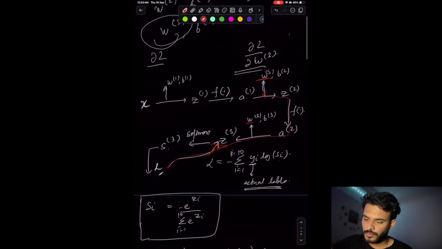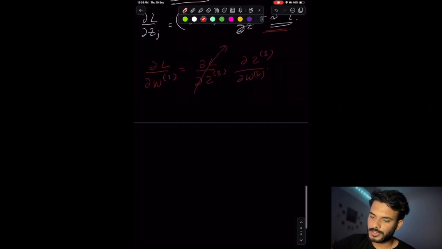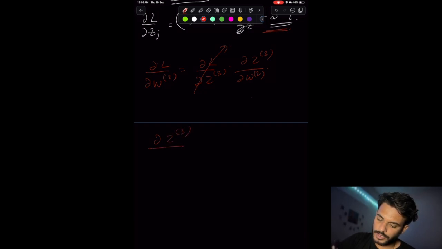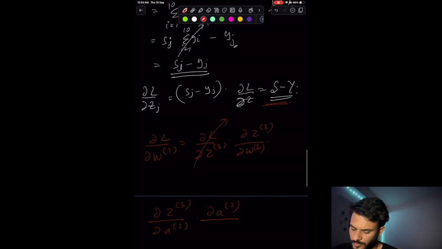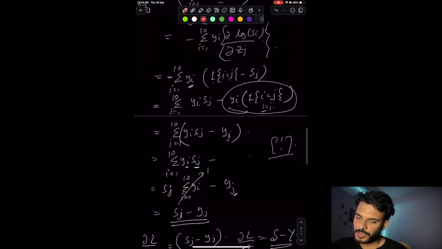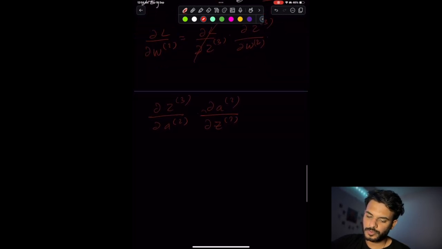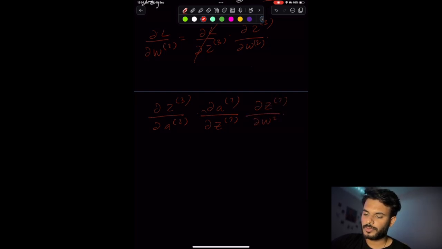So to go up to there, we have to differentiate del Z3 with respect to A2, and then A2 with respect to Z2, and then Z2 with respect to W2. So the chain rule I can write like this: del Z3 with respect to A2, and then A2 with respect to Z2, and then Z2 with respect to W2.